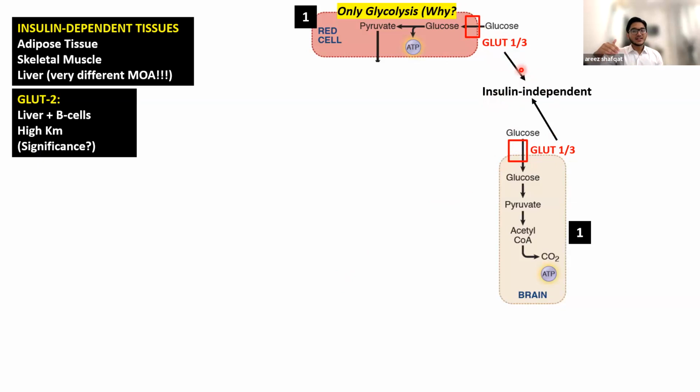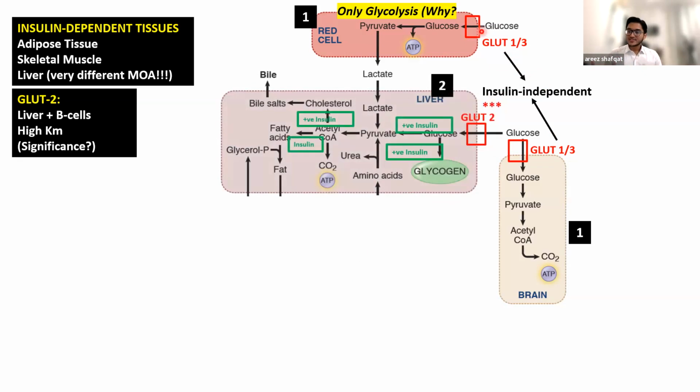That means regardless of whether you're in a fasting condition or a well-fed state, glucose is entering the red blood cell and the brain at a very steady pace because these GLUT transporters are insulin independent. Let's move on. Let's talk about the liver.